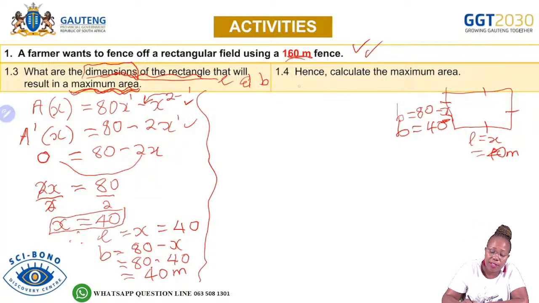Hence means using the previous information. Now calculate the maximum area. We now know the values. Now we need the maximum area. We have two ways of doing this, grade 12.